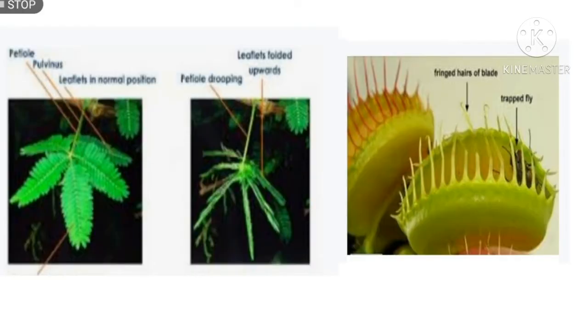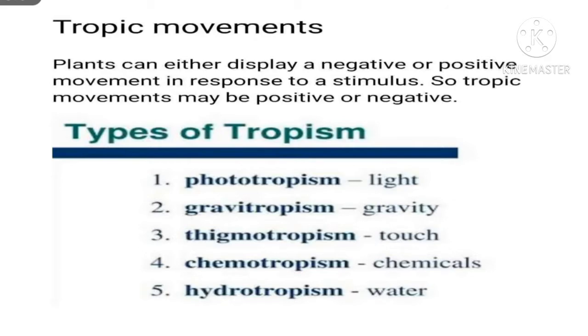Here you can see two pictures. One is the touch-me-not plant, that is Mimosa pudica. The next one is the Venus flytrap. Flies are trapped when they come in contact with this Venus flytrap. This is also because of this nastic movement. We have understood about nastic movement.